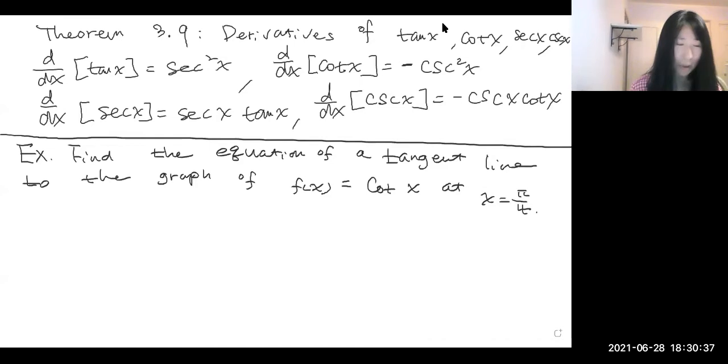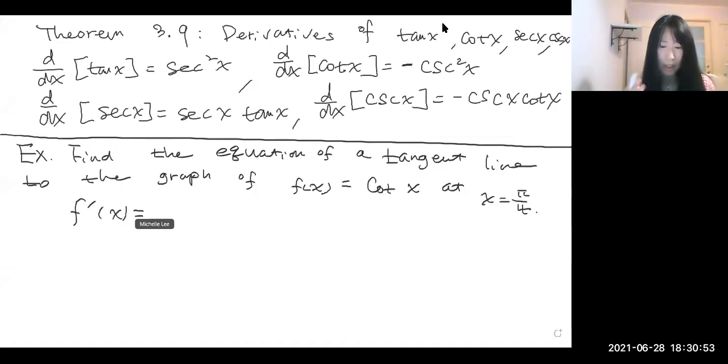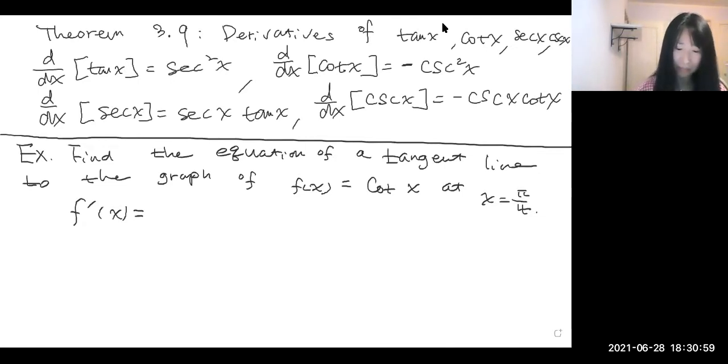Okay, so let's go back, find the equation of a tangent line to the graph, okay? So what is the first step? Find the derivative of f of x. Yeah, so we're gonna find f prime of x. So we just learned what's the derivative of cotangent x? Negative cosecant squared x. Excellent, right? Now, we want to know about when x is pi over 4, right?